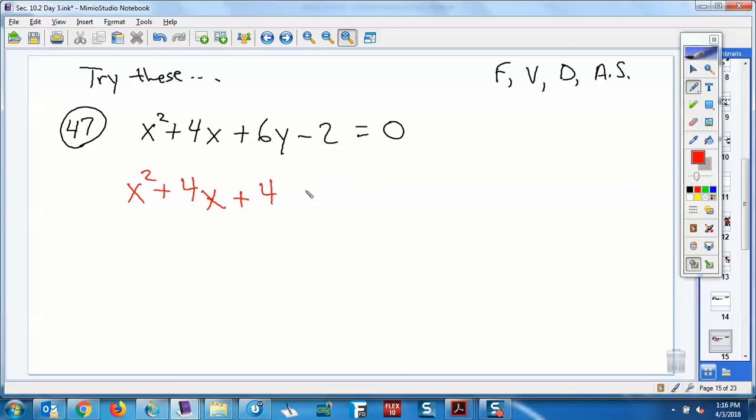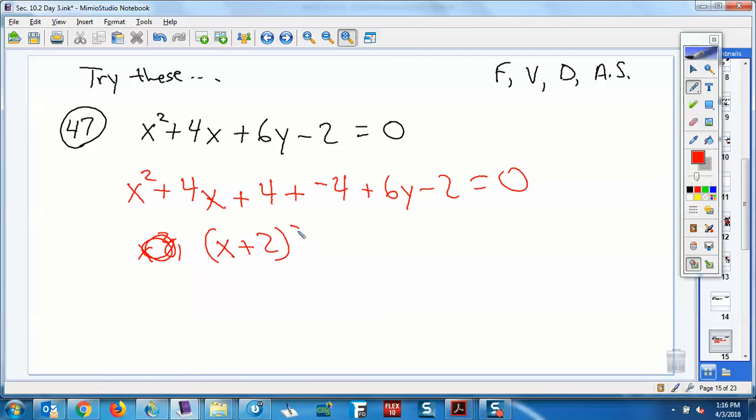Complete the square would be 4. And then I'm going to add a -4, subtract 4, and then I got 6y minus 2. So now I got x squared plus 4x, I got x plus 2 all squared. And here I have plus 6y minus 6 equals 0. I'm going to take a 6 out of there. I want the x plus 2 squared to be over on that side anyway, so I'm going to take a 6 out of this. Oops, that's minus 1.